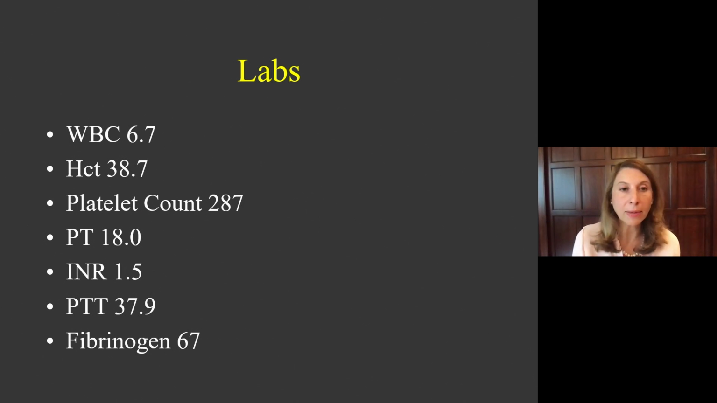You obtain some labs. She has a white count of 6.7, hematocrit of 38.7, platelet count in the 200s, PT of 18 with an INR of 1.5 and a PTT of 37.9. So she has abnormal coagulation parameters. You get a fibrinogen and it's low at 67. So we've moved on from von Willebrand factor and platelets to the secondary hemostasis with coagulation abnormalities. And now we're in that final stage of secondary hemostasis when you would have problems with fibrinogen.